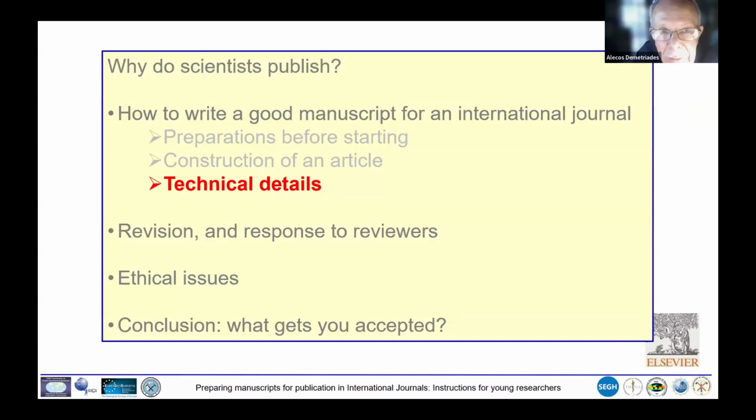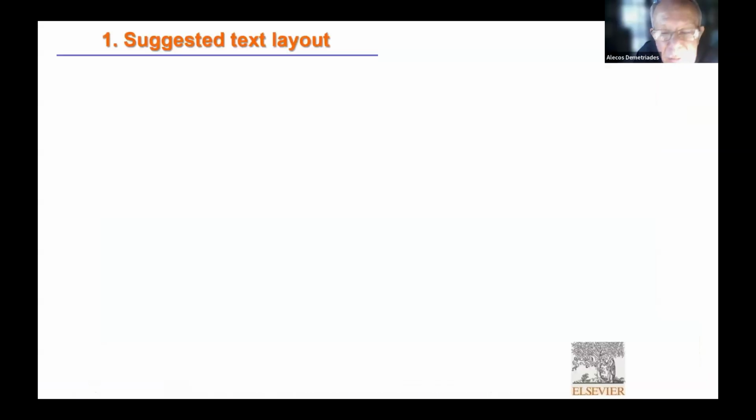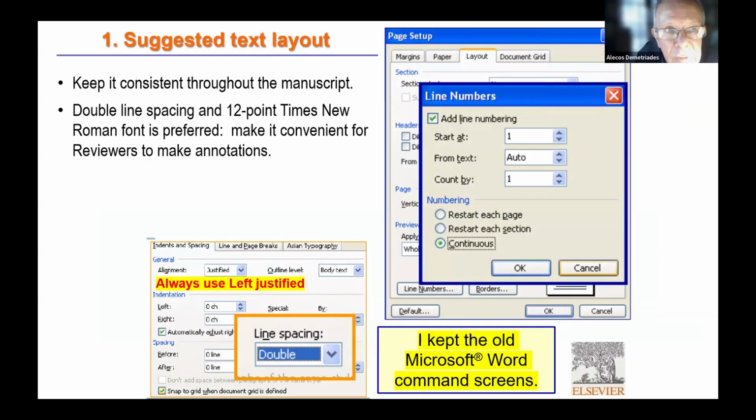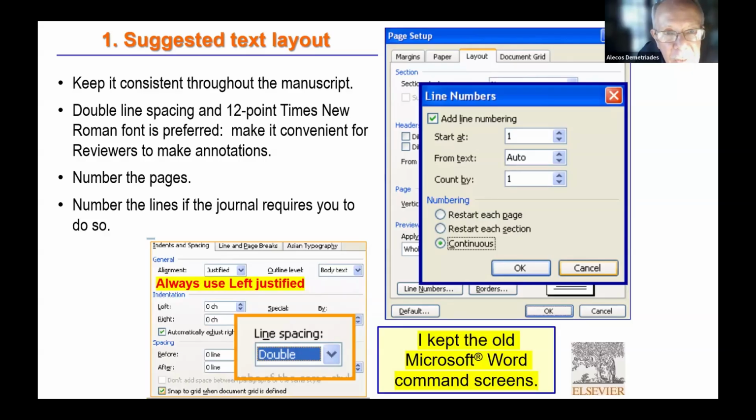Now, some technical details. Suggested text layout. You have to set up your Word file correctly. I kept the old Microsoft Word command screens because, unfortunately, in some regions, they do not have the recent Word versions. Keep it consistent throughout the manuscript. Double line spacing at 12-point Times New Roman font is preferred. Make it convenient for reviewers to make annotations. Number the pages, number the lines if the journal requires you to do so.